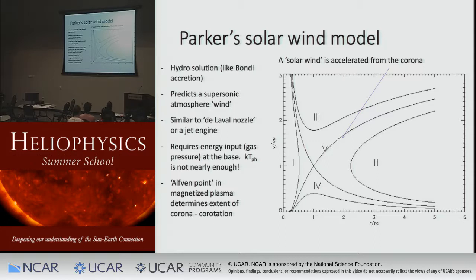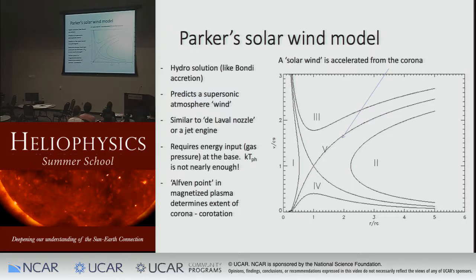I have a slide on the nozzle. The problem is essentially the same as well, or not the same, but it has similar solutions as the Laval nozzle, which is the jet engine problem, which I have on the next slide. And when you put a magnetized plasma into this, or when you put MHD into this, you find also that there is an Alfven point.